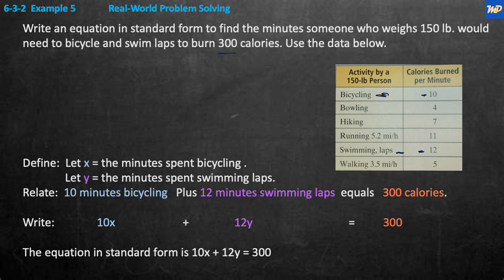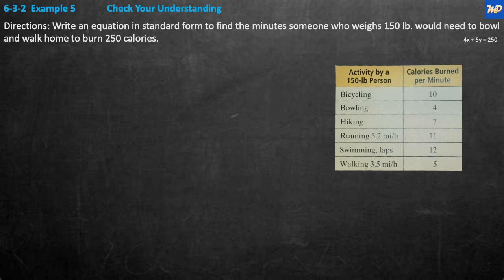And the equation is 10 times x, which we said is the minutes bicycling, plus 12 times y. And y is the minutes spent swimming laps. And that's all going to be equal to 300 calories. And there's our equation. The equation in standard form is 10x plus 12y equals 300 calories. Okay, so we're going to look at this for a second. Read it over, make sure you got it, because we're going to do it again on your time.